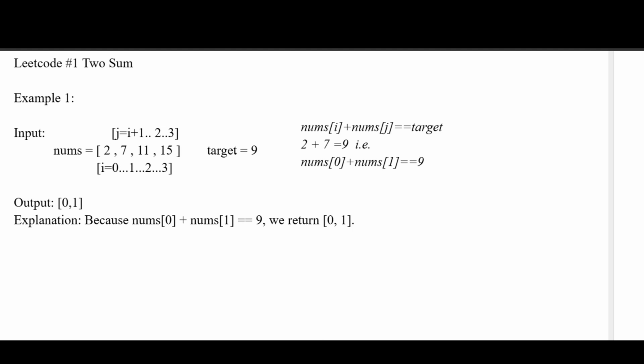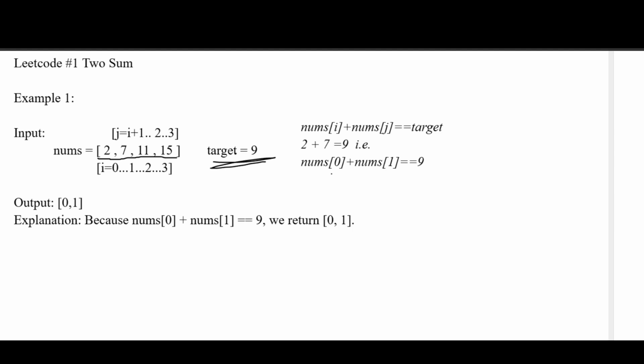Nums 2, 7, 11 and 15 is given and target 9 is also given. So we are using here two for loops. First will start from i equal to 0 up to i equal to 3, and the second for loop will start from j equal to i plus 1 up to 3. This is because we have to add first number with its second number. We can't add the same number to itself, so we're using i plus 1.